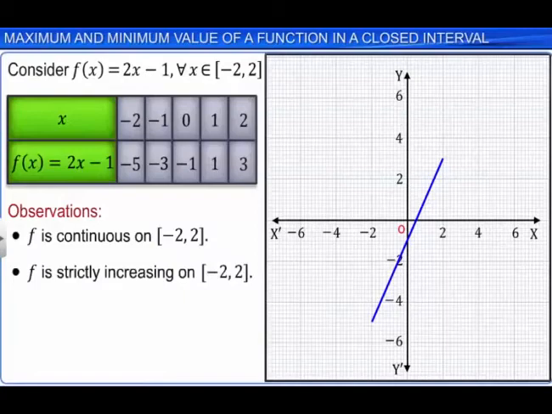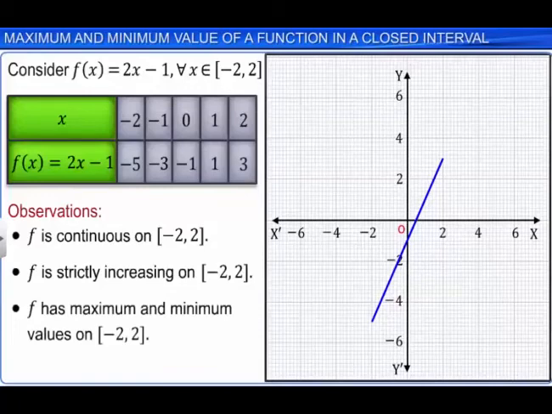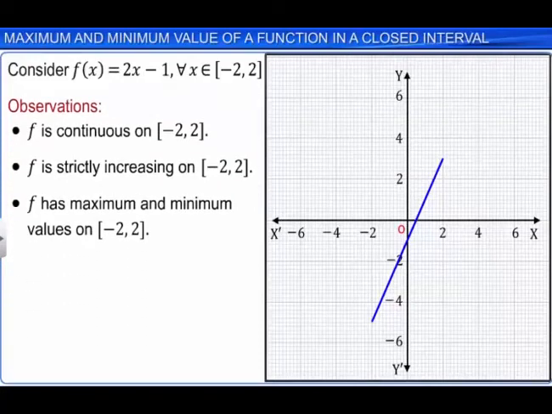However, it certainly does have a maximum and a minimum value. The minimum value of the function f is minus 5, and it is attained at x is equal to minus 2.